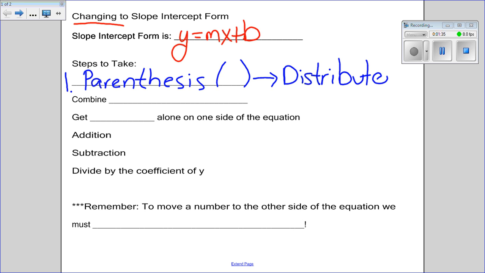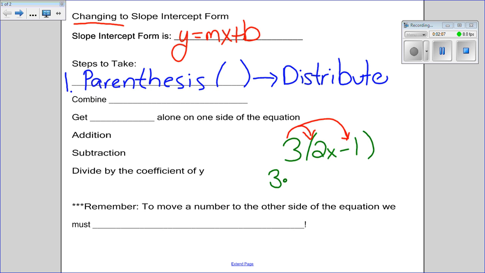Okay, when you have parentheses, let's say inside my parentheses I have 2x minus 1, and it's being multiplied by 3. This is a case of parentheses where I need to distribute. What that means is that I need to take 3 and multiply it by all of the parts in my parentheses, okay?